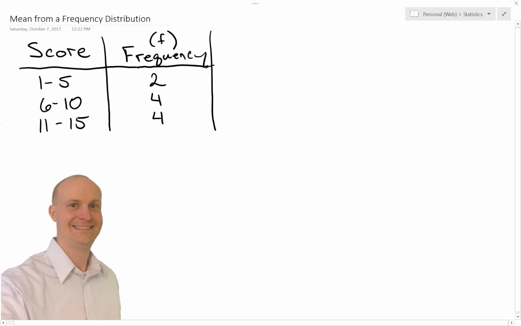So if we want to find the mean of this frequency distribution, the first thing that we're going to have to do is find the class midpoint. Of course, the class is referring to the score of 1 through 5, 6 through 10, 11 through 15. The easiest way to find the class midpoint, and we'll just go ahead and label this midpoint real quick, and we'll call midpoint X.